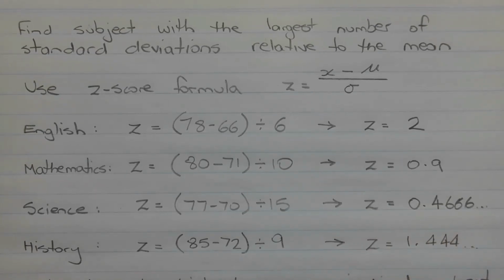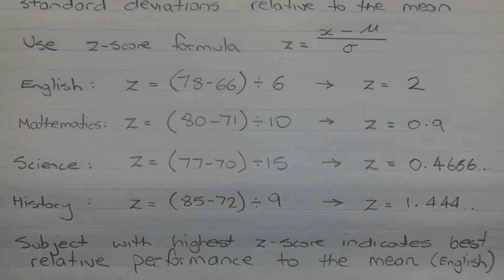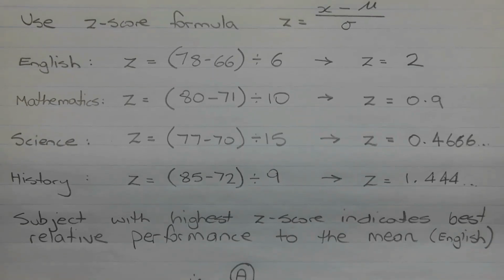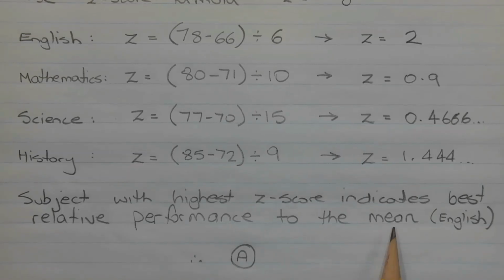And looking at history, we have z equals 85 minus 72 in brackets divided by 9, and we get a z-score of approximately 1.444. So comparing all four z-scores, we can clearly see that English has the highest z-score of 2. So Pia performed, relatively speaking, the best in English. So the subject with the highest z-score indicates the best relative performance to the mean, which is English. Therefore, the correct answer is option A.